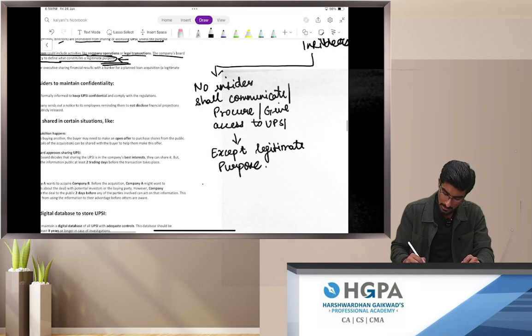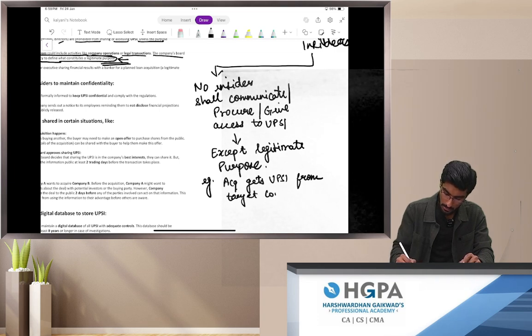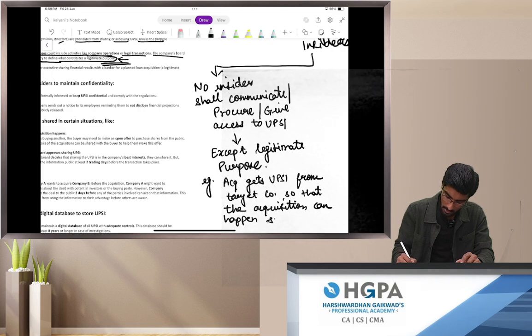Legitimate purpose means, for example, the acquirer gets UPSI from the target company so that the acquisition can happen smoothly.